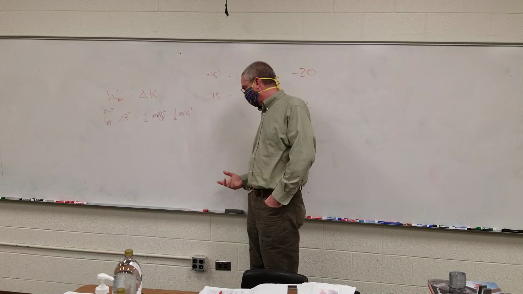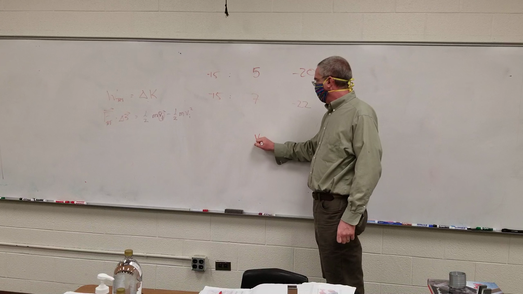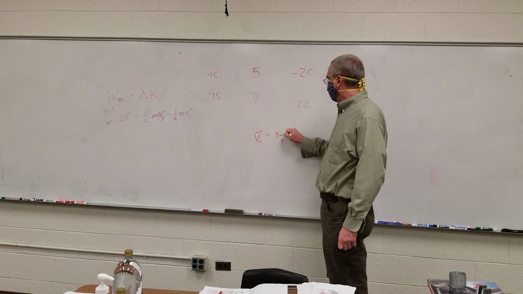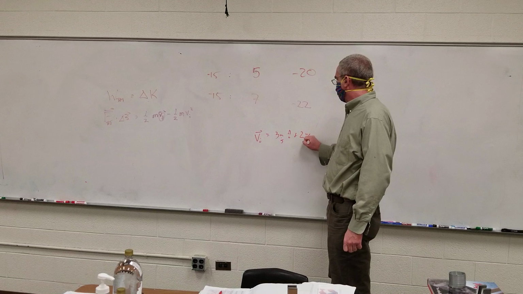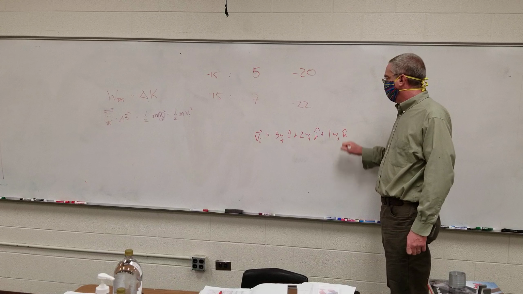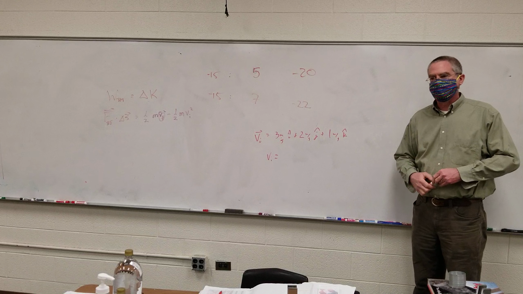And if I gave you, just as a side note, an initial velocity of 3 meters per second i-hat plus 2 meters per second j-hat plus 1 meter per second k-hat, how would you find the initial speed?